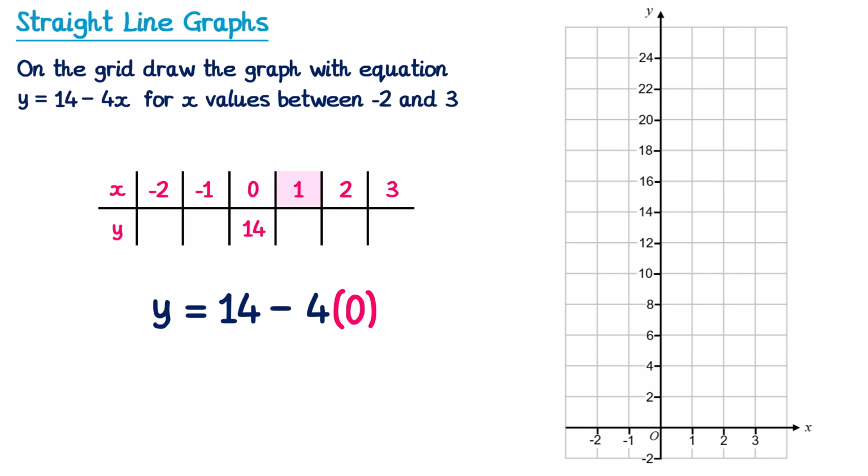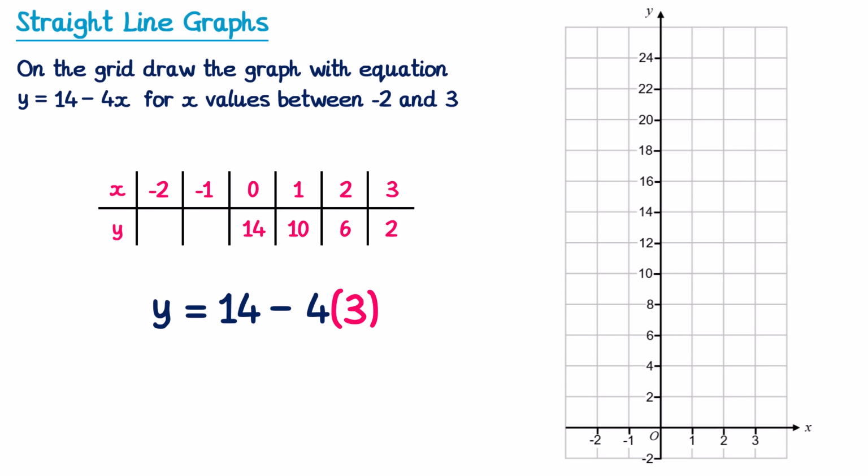Now let's move on to when x is 1. So now we replace the x with a 1. So we've got 14 take away 4 lots of 1. So we do 4 multiplied by 1 first, which is 4. So it's 14 subtract 4. 14 subtract 4 is 10. So when x is 1, y is 10. Now for x equals 2, we do 14 subtract 4 lots of 2. 4 lots of 2 is 8. So it's 14 subtract 8, which gives you 6. So when x is 2, y is 6. And then for x is 3, we do 14 take away 4 lots of 3. 4 lots of 3 is 12, so 14 subtract 12, which is 2. So when x is 3, y is 2.